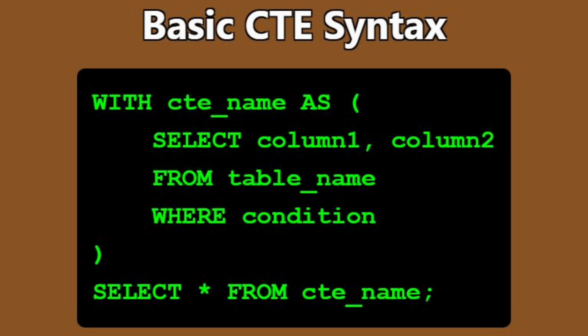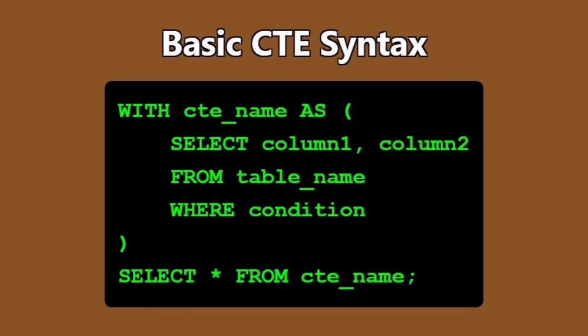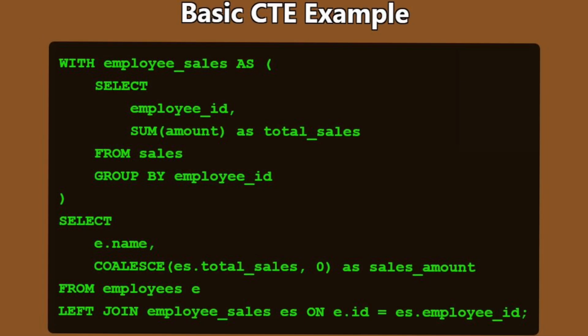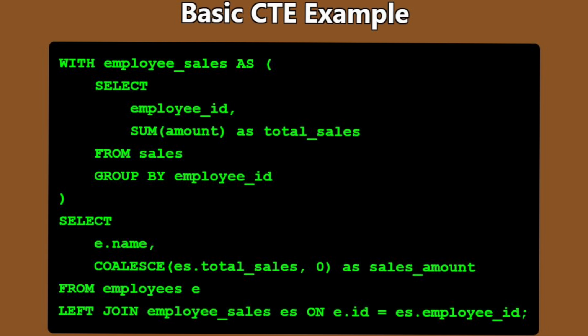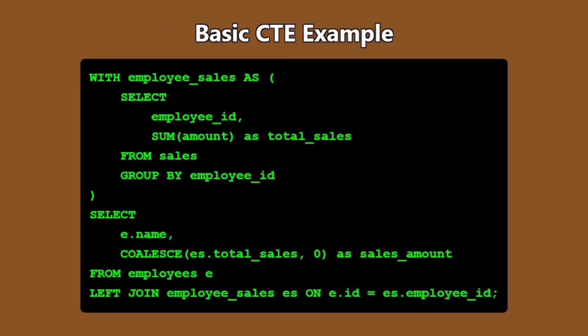Once you have defined your CTE, you can reference it like any other table in the main query, as follows. The syntax is clean and straightforward. In the example, we create a CTE named employee_sales that aggregates the sales amount by employee. Then in our main query, we join the CTE with the employees table to get each employee's name alongside their total sales. Without a CTE, we would need a subquery or an intermediate temporary table.